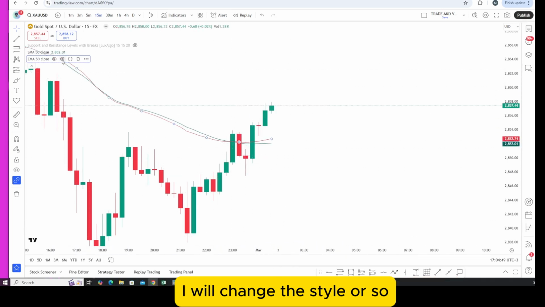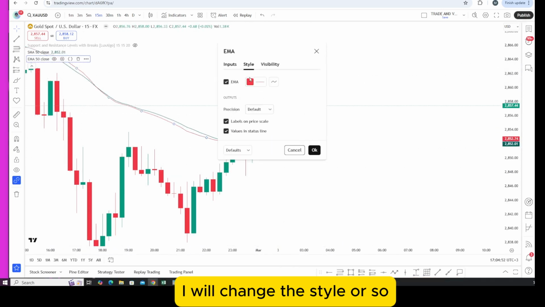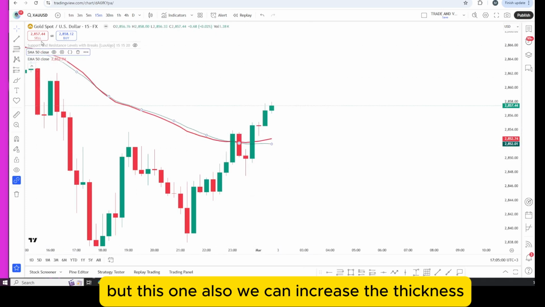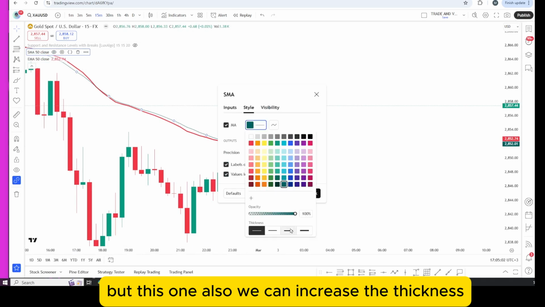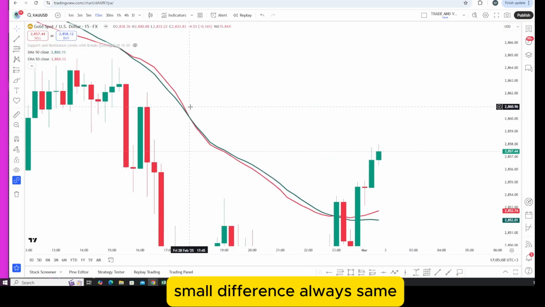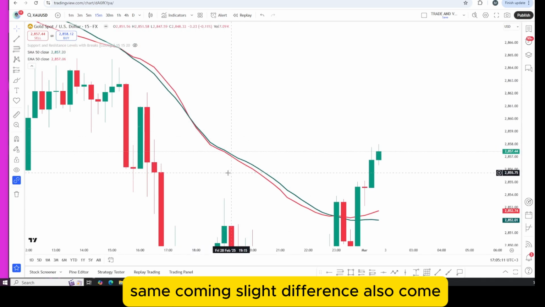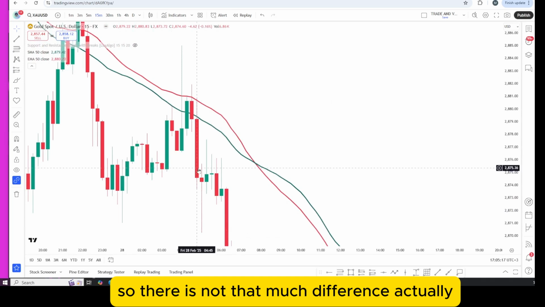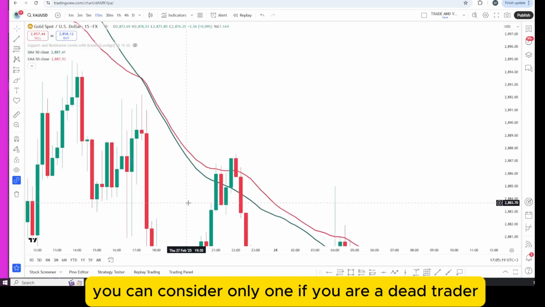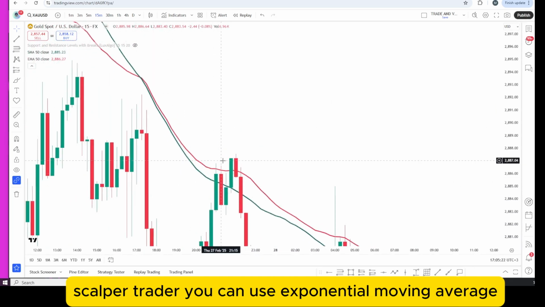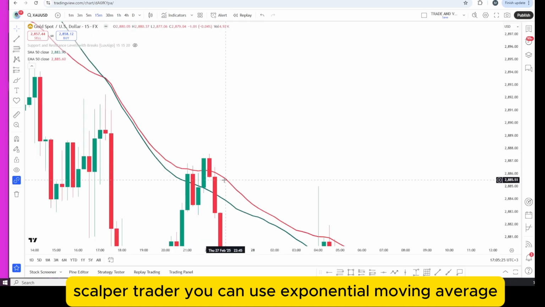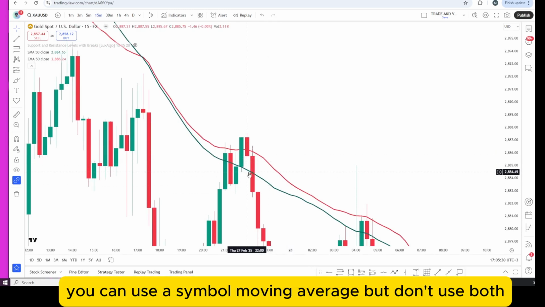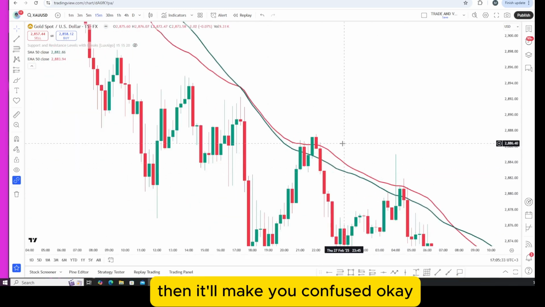I will change the style also. We can increase the thickness so we will understand easily. For this one also we can increase the thickness. See what is the difference? Small difference always, the same coming. Slight difference also coming. So there is not that much difference actually between exponential and simple moving average. You can consider only one. If you are a day trader or scalper, you can use exponential moving average. If you are a swing trader or long-term trader, you can use a simple moving average. But don't use both, then it will make you confused.